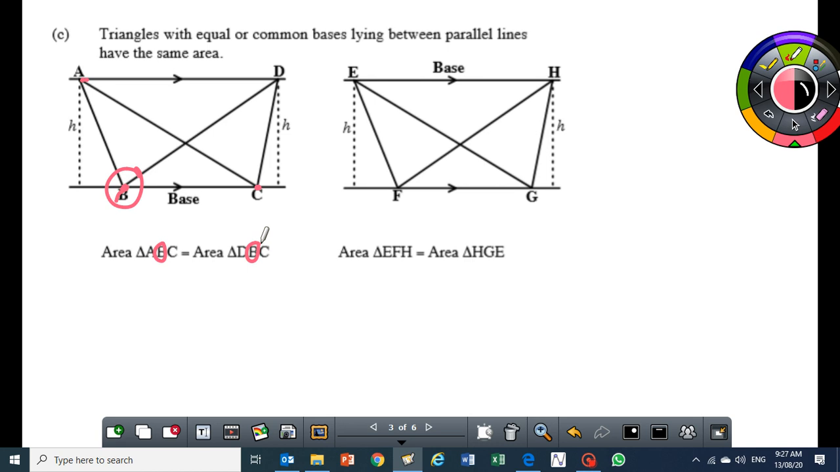So it also applies to the next diagram. We have EFG and HGE. They share a common vertex there, and a common vertex there. That E and that E, and that H and that H. I mean, they share two vertices.